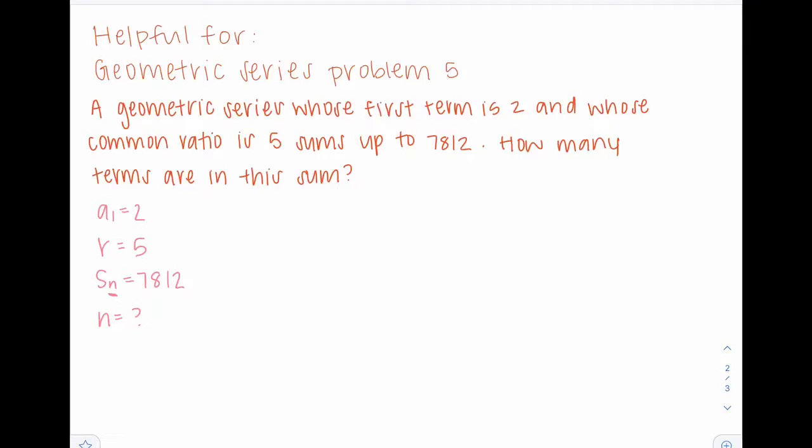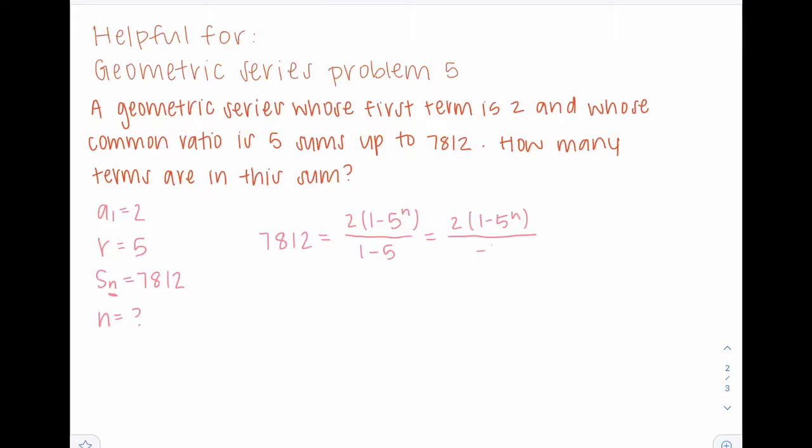So we have our formula, we know the sum, 7,812, is equal to our first term, which is 2 times 1 minus our common ratio to the nth power over 1 minus our common ratio. So from here, we're just going to solve for n. We're going to have to use a lot of the stuff that we learned earlier in the year to solve for this. So the first thing that we're going to do is we're going to simplify this.